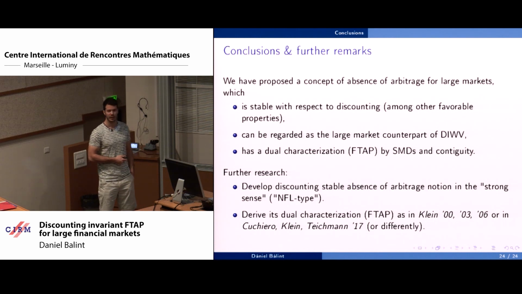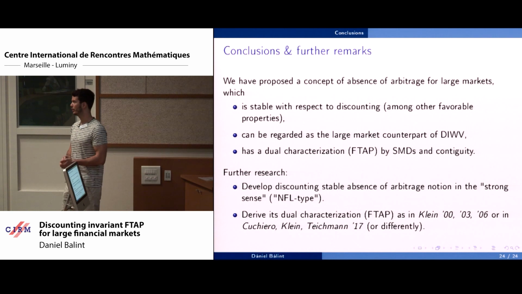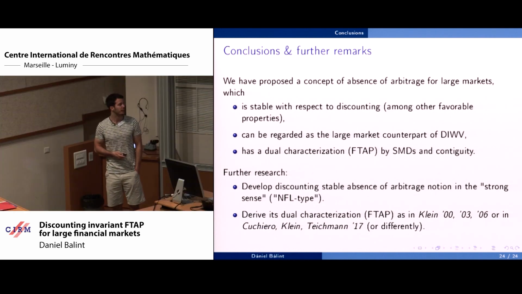And then, of course, it would be nice if it had a dual characterization, some kind of FTAP results, for example, as in the works of Klein, or as in the recent work of Guillaume, Klein and Teichmann, or of course also some other characterization would be interesting. So this is maybe a further future project.